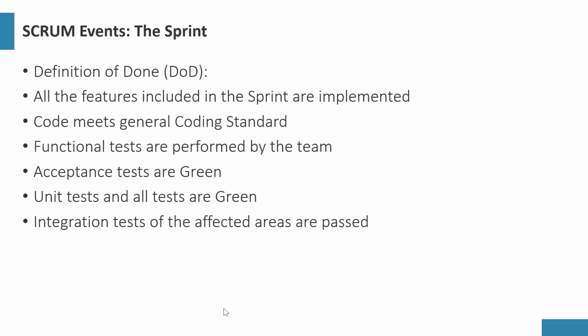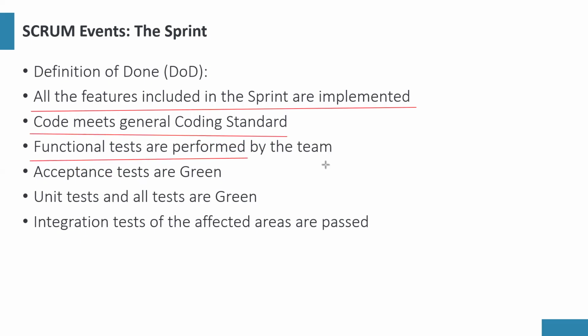So what is the definition of done, right? It's a set of rules that help us to determine whether quality has really been achieved in the product we are building. So part of the definition of done is all features included in the sprint are implemented. So we check whether all the features have been built and implemented. We check whether code meets general coding standards. We do functional tests. We check whether the features we built are working.